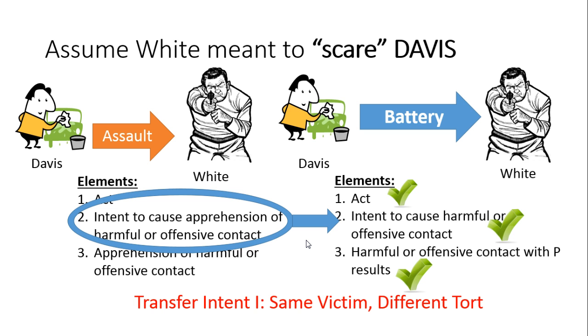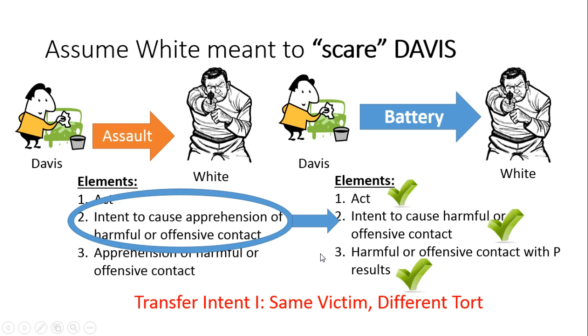What I do want you to understand is that we have the same victim here, but we're transferring the intent from one tort to another tort. So it's only a transfer from tort to tort. We transfer the assault intent that we can prove over to the battery claim, and then we actually recover on battery because we have all the elements of battery.